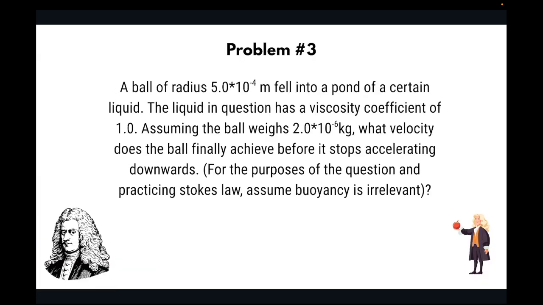Okay, we got a third problem now. A ball of radius 5 times 10 to the negative 4th meters, which is pretty small, fell into a pond of a certain liquid. The liquid in question has a viscosity coefficient of 1.0. Assuming the ball weighs 2.0 times 10 to the negative 6 kilograms, well, that's pretty light, what velocity does the ball finally achieve before it stops accelerating downwards? And for the purposes of this question and practicing Stokes' law, we're going to assume buoyancy is irrelevant for now.